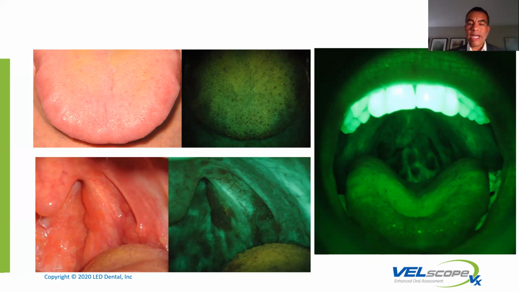Mrs. Smith, I noticed something in the back of your throat. Do you have allergies, postnasal drip, something that's causing some irritation? The patient's like, nope, not really. You know what, let's have you come back in a couple of weeks just to see what's going on. Patient comes back, no change. We're still seeing that dark mass.